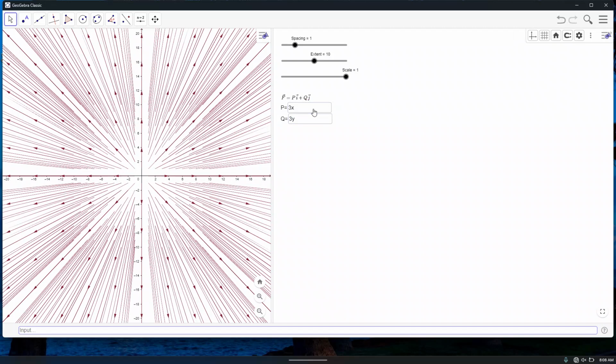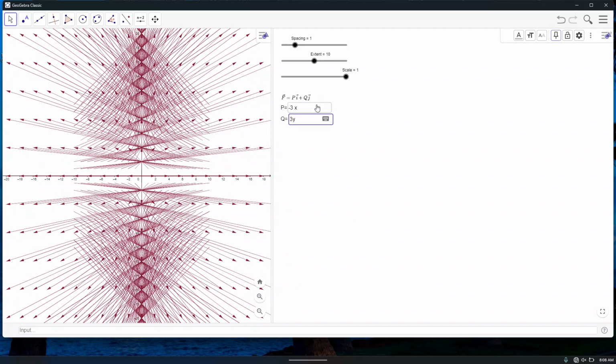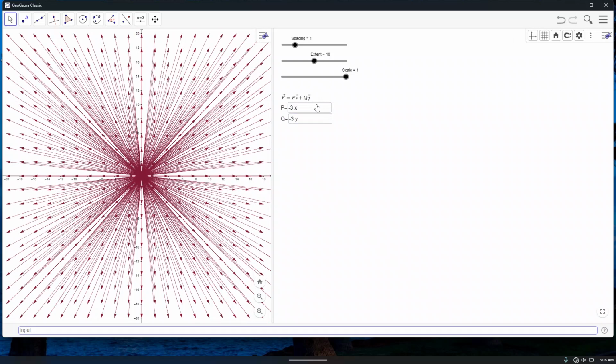You could even change the sign of the components just so you can see the difference. Let me change this to a minus, and let me change this to a -2. So what do we have in this case? We have a contraction instead, right? We have the vectors going the other way.